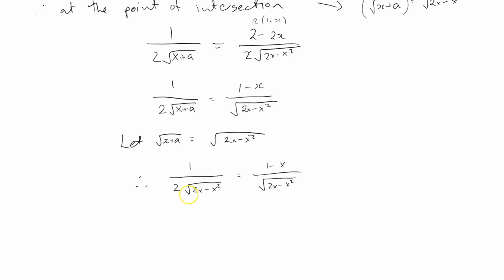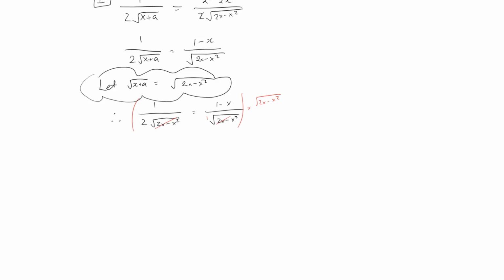Each side is being divided by the square root of 2x minus x squared. So if I multiply each side by the square root of 2x take x squared, those terms are disappearing from my denominator, aren't they? As the terms disappear, what am I left with? Oops, my pen's disappeared as well. That was tricky. I've now got 1/2 equals 1 minus x.